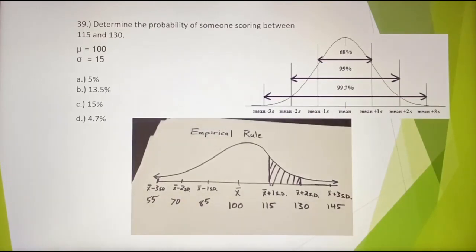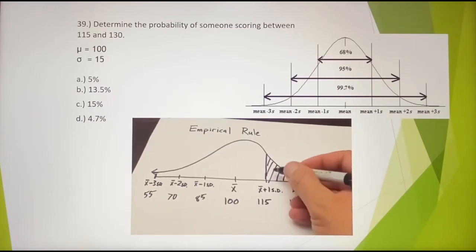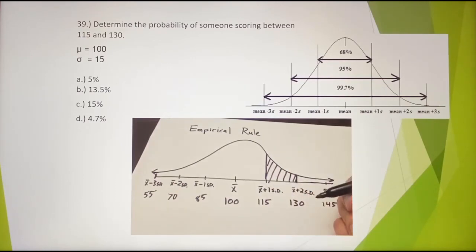Okay, so we have another empirical rule problem, and our mean is still 100, our standard deviation is still 15, so each increment is going to go up by 15 to the right and down by 15 on the left. And so I've shaded the part that they're asking us for, just to find this area between the 115 and 130, so in between 1 and 2 standard deviations.